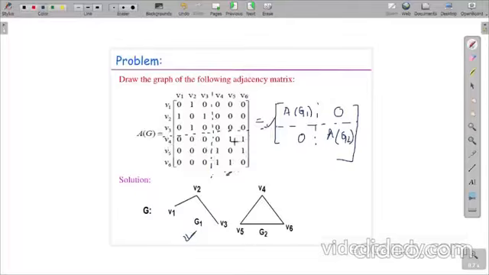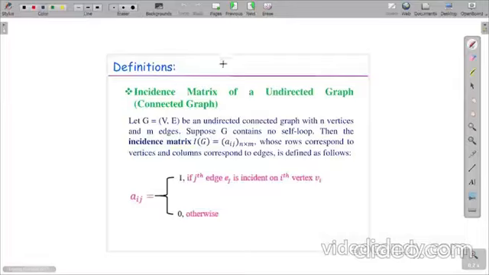V4 connects V5 and V6. V5 connects V4 and V6. V6 connects V4 and V5. So this is A of G2, this is G1, and this is G2. So that is the adjacency matrix representation of the disconnected graph.